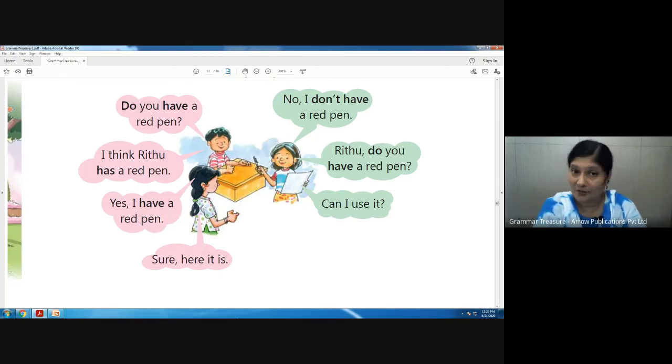Now, in this conversation, we have used: Do you have? Do. Don't have. Has. Have. All these things have been used. So you practice more. When you practice more, you understand it better. You use have and has more and more, and you understand it better, and you know how to use it in daily conversation.